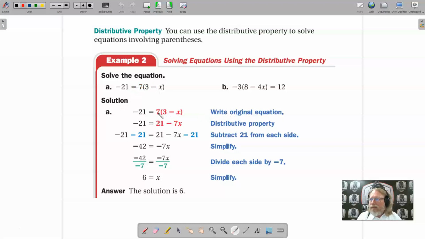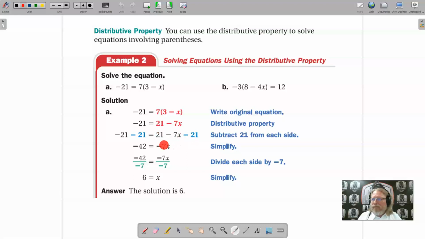And then let's distribute the 7 into the quantity of 3 minus x. 7 times 3 is 21, and 7 times a negative x is going to be a negative 7x. So we have to get rid of this 21, correct? And so to get rid of the 21, we're going to subtract 21. And what we do to one side, we need to do to the other. So the positive 21 and the negative 21 here are going to have a value of 0.